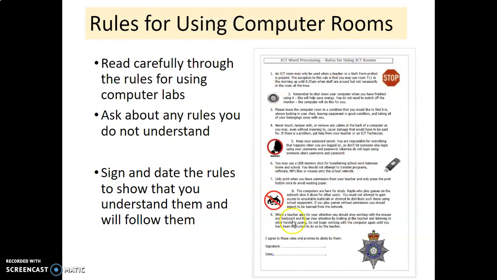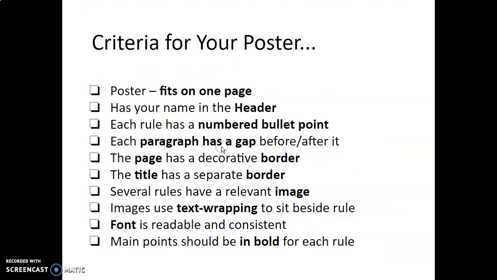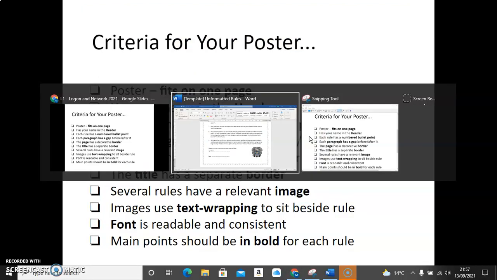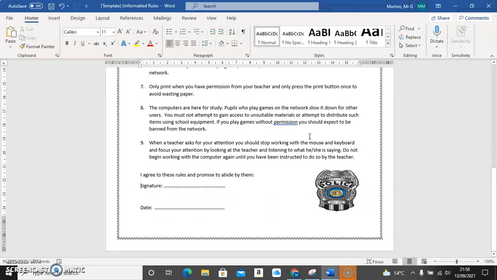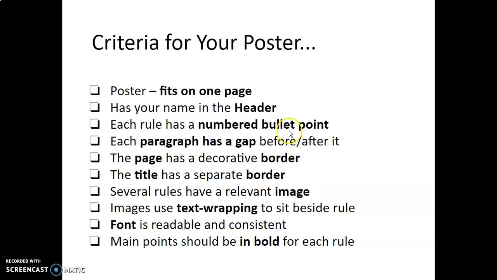So we want to have a one-page poster with a border around it, a title, some images to break up the text, and neatly numbered paragraphs to tell us what we're allowed to do in the computer labs. So here is the criteria we're aiming for. And we are going to try to do this all from within Google Docs.